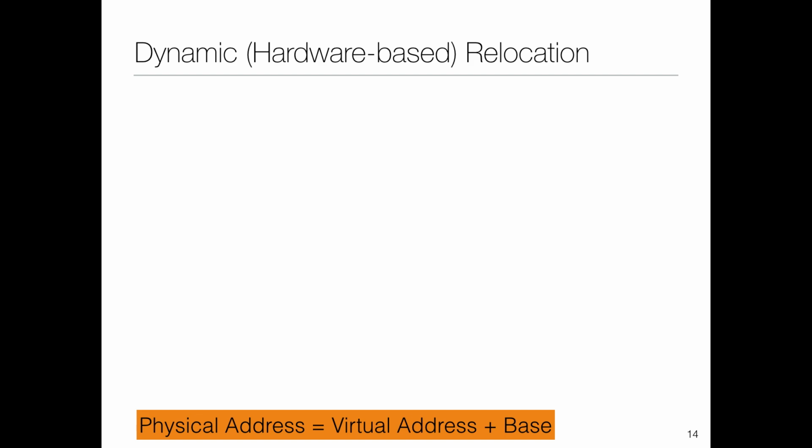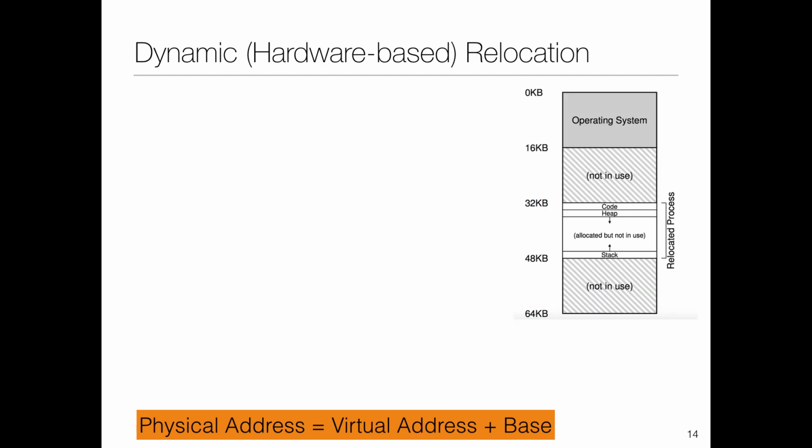We have this simple formula now. Physical address equals virtual address plus base. This is assuming that the virtual address space starts from 0. If it were not starting from 0, how will this formula change? You'll have to then subtract the start address, so you'll then have VA minus VA start, something on those lines.